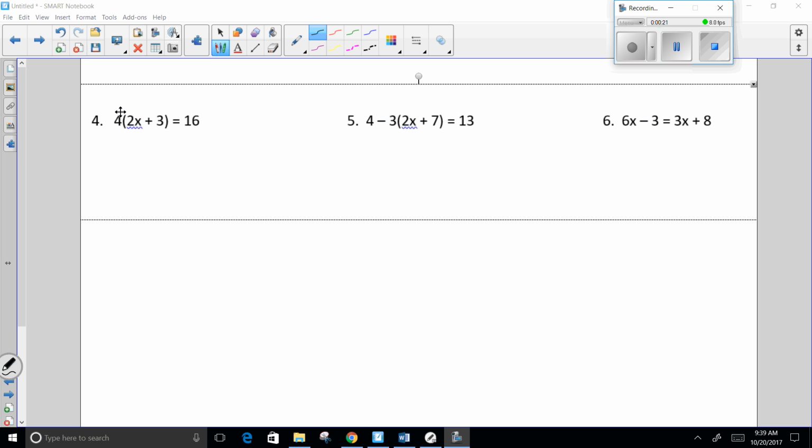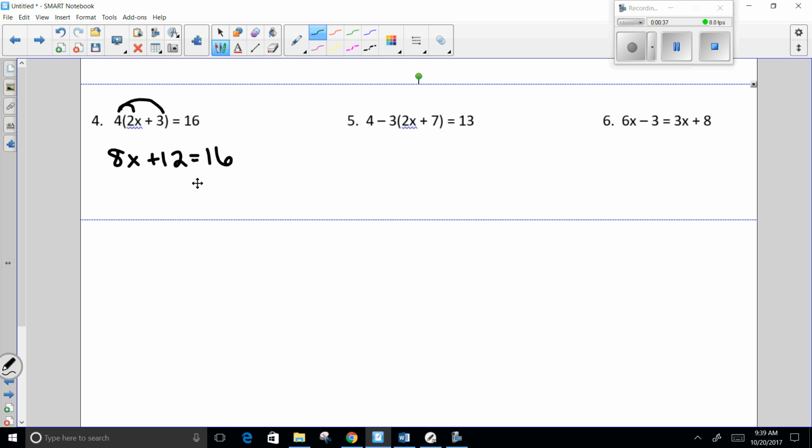The way that we do that is we take the 4 and we distribute it into the parentheses, getting rid of the multiplication sign. So we multiply 4 times 2 and we get 8x. We then multiply 4 times 3 and we get a positive 12 equals 16.